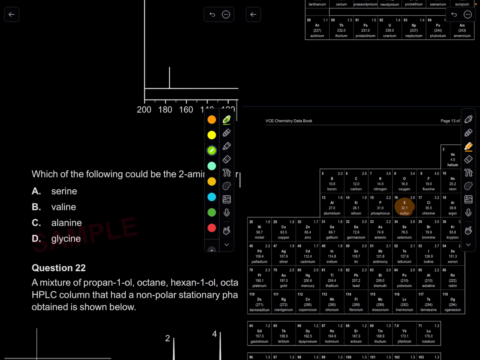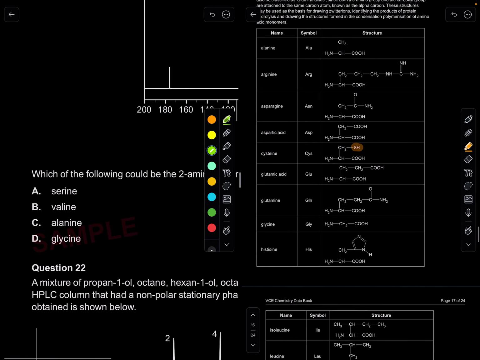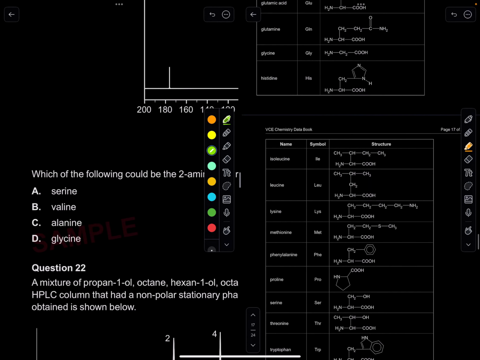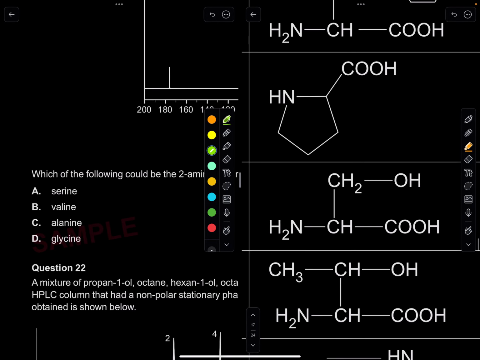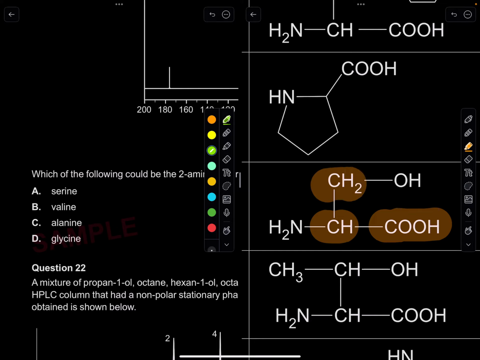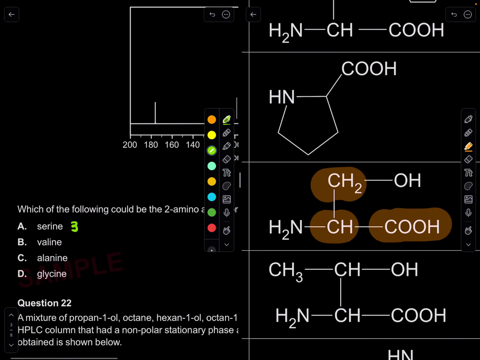So let's look at serine. Let's look at serine, which is right over here. How many carbon environments does this one have? Okay, we get 1 from here, we got 1 here, and we got 1 here. So there's actually 3 carbon environments. That's great, and that's why there are 3 peaks. It could be that one.